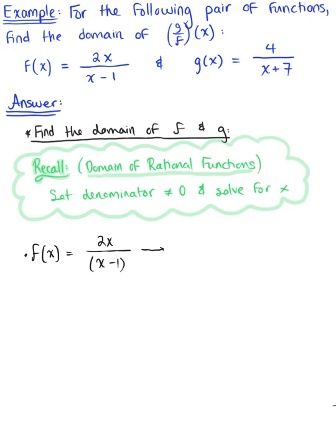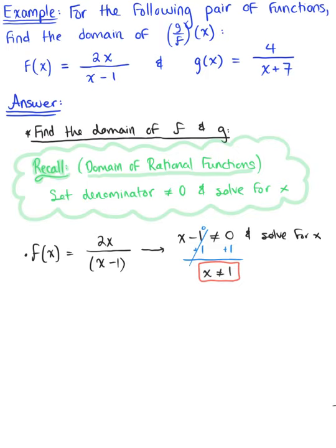So to find this domain, we are going to set that denominator x minus 1 not equal to 0, and we'll solve for x. So to solve for x here, we are going to add 1 to both sides of this equation. So minus 1 plus 1, those cancel each other out to 0. And so we can see here that x cannot be equal to 1. So this is the first undefined value that we want to keep in mind.